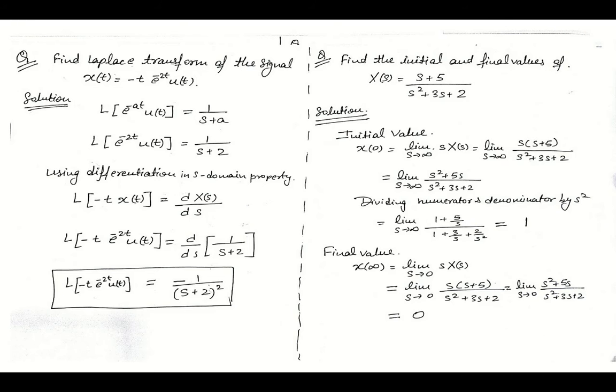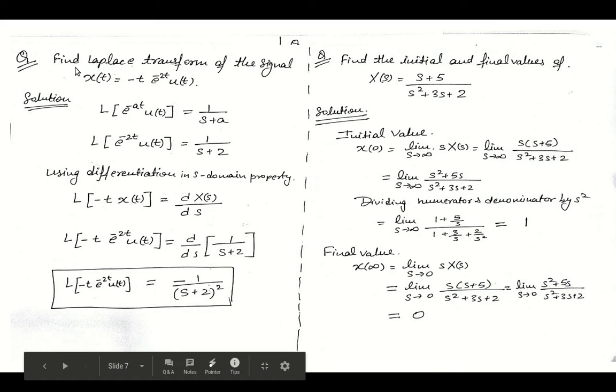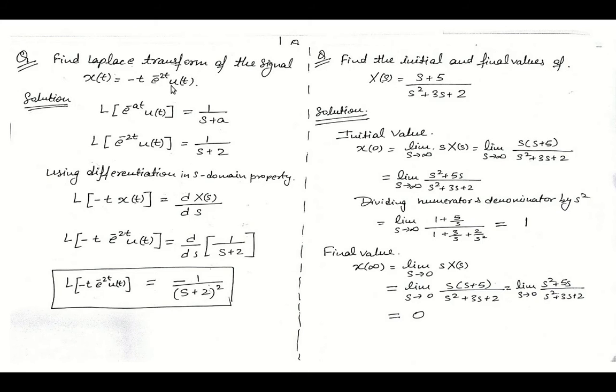In this video, we will be showing the utilization of different properties in solving the numericals of Laplace transform. For this, the first numerical that we are having is: find the Laplace transform of the signal x(t) equal to minus t e to the power minus 2t u(t).